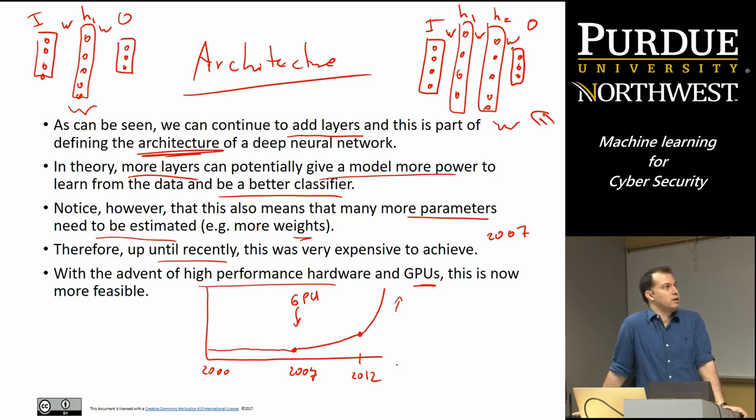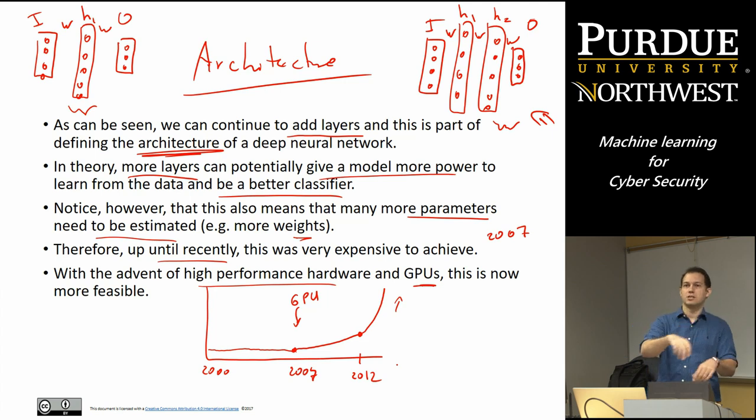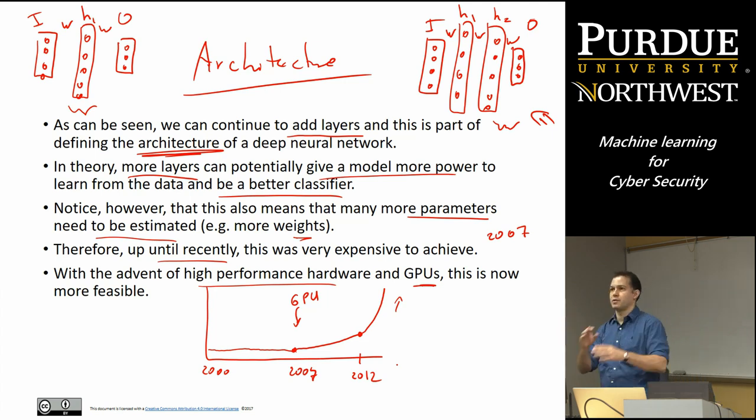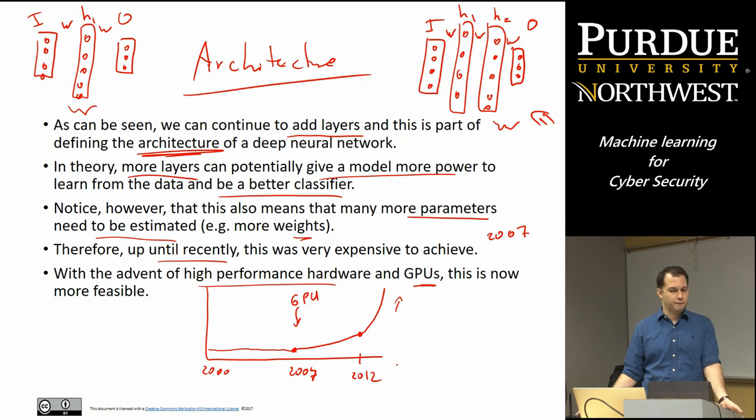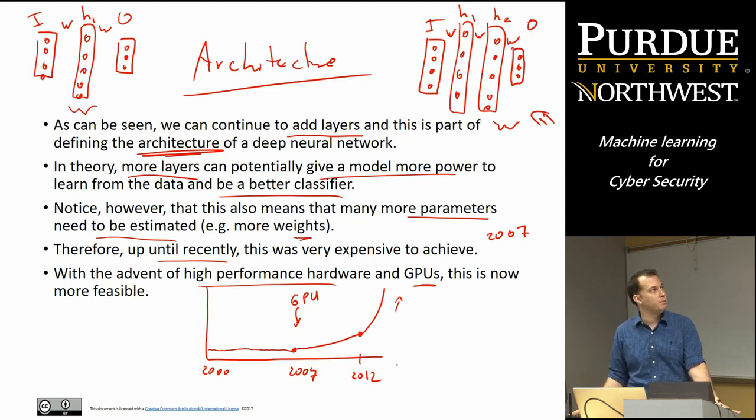In theory, more layers can potentially give a model more power to learn from the data and be a better classifier. And that's because, as I said, first you learn edges, then you learn shapes, then you learn eyes. So you have to learn it in phases. Notice, however, that this also means that many more parameters need to be estimated, the weights, right? So keep that in mind. Between every 2 layers, there's a new W of weights that you need to learn. And that means it's very expensive in terms of processing and computing power.